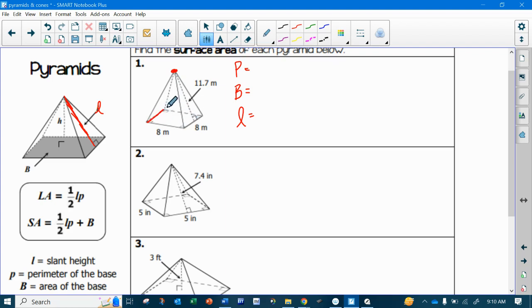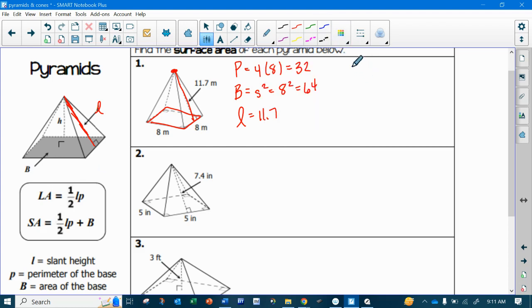So I need to find the perimeter and the area of this square. Okay, a square has 4 sides. All the sides are 8, so my perimeter is 32. The formula for the area of a square is side squared, so that means 8 squared, which is 64. And in this problem, they were very kind, and they gave us the slant height, which is 11.7. So now that I have PBL, I can find lateral area and I can find surface area.